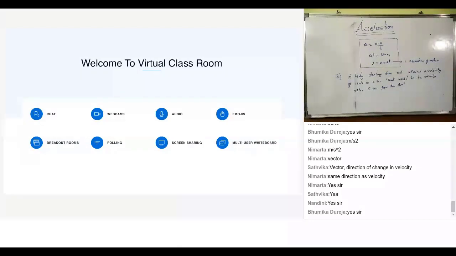50 meter per second. Acceleration should be in terms of meter per second square. Yeah, so let me see what is the answer that I'm getting.